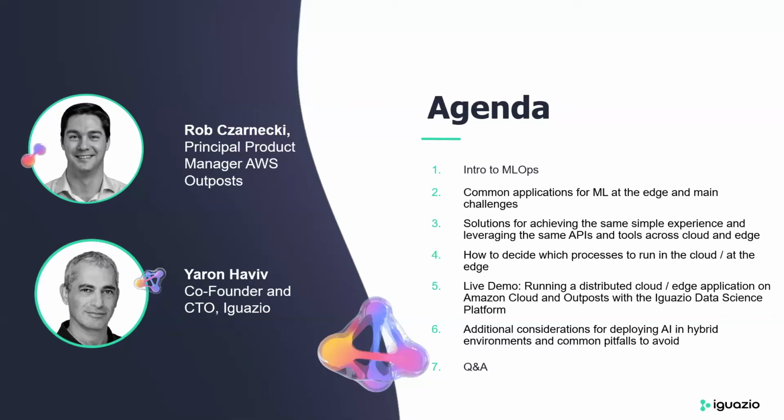To walk us through this topic, we're delighted to have Rob Zarnecki, Principal Product Manager of AWS Outposts, here with us today. Together with Iguazio co-founder and CTO Yaron Haviv, they will take us through the challenges of running machine learning in hybrid environments, discuss main use cases and applications, and share solutions for achieving the same simple experience and leveraging the same tools across both cloud and edge. We'll finish off with a live demo showing how to run a distributed cloud and edge application with AWS and Iguazio.